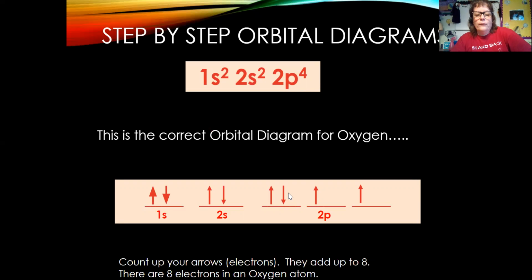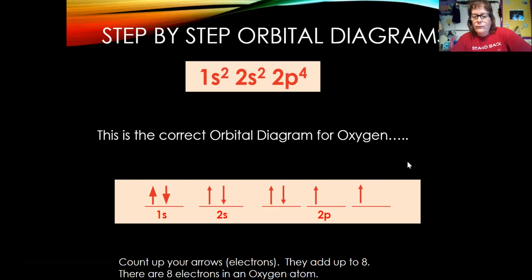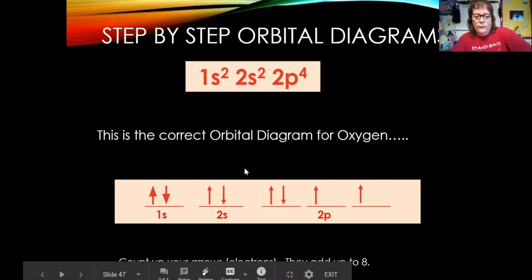So now you want to check to make sure you have the right number of electrons. There's 4, 5, 6, 7, 8. And do we have 8 arrows? 1, 2, 3, 4, 5, 6, 7, 8. And they're opposite spins in the orbitals. Yep, and the opposite spin in this orbital. And then these 2 don't have a second electron with them, so they're fine. So that is what your orbital diagram would look like for oxygen.